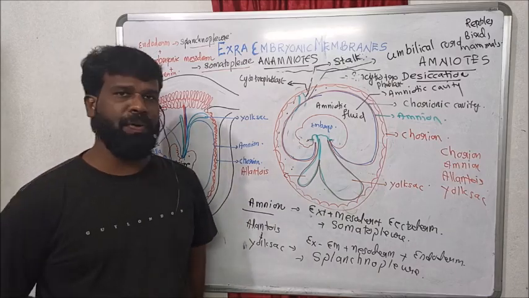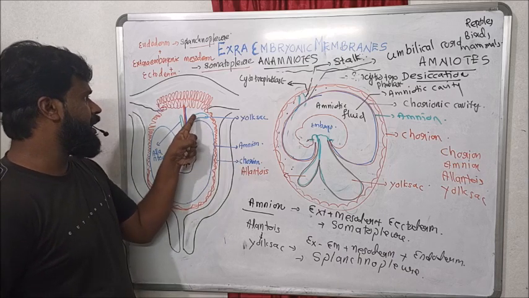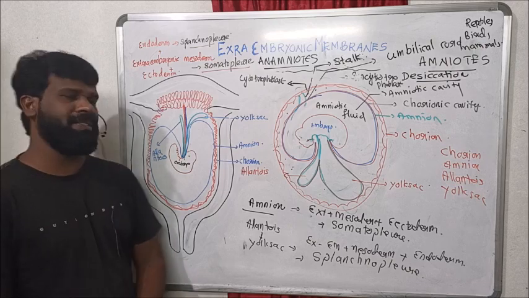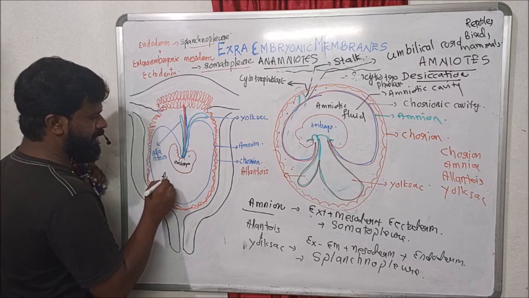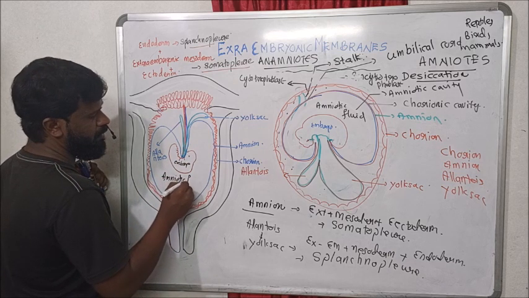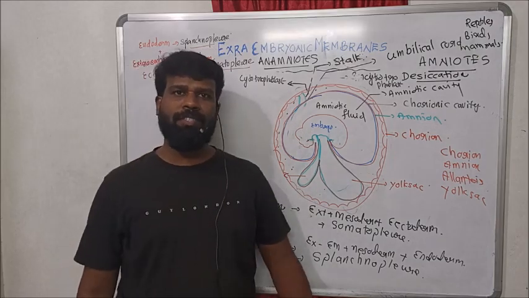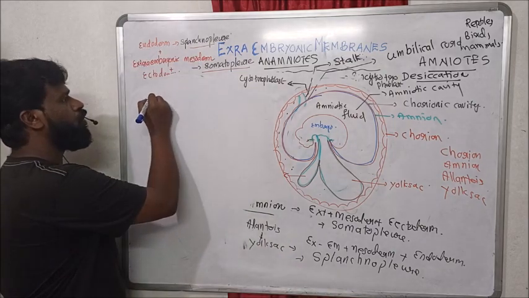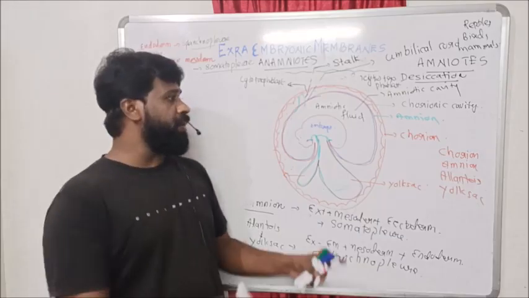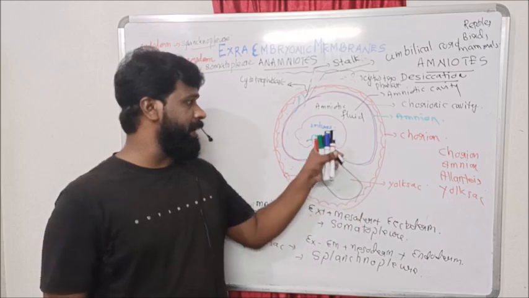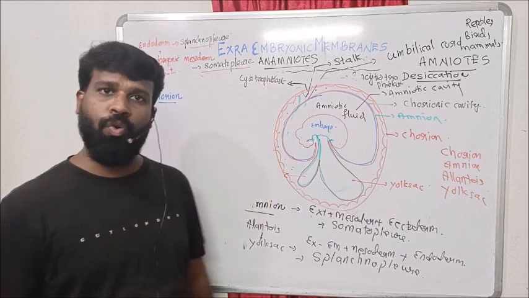These are the extraembryonic membranes. The outermost one is chorion, then amnion, yolk sac and allantois. The amniotic cavity is filled with amniotic fluid. The first extraembryonic membrane is chorion, the outermost membrane. This chorion covers all other extraembryonic membranes and the embryo.